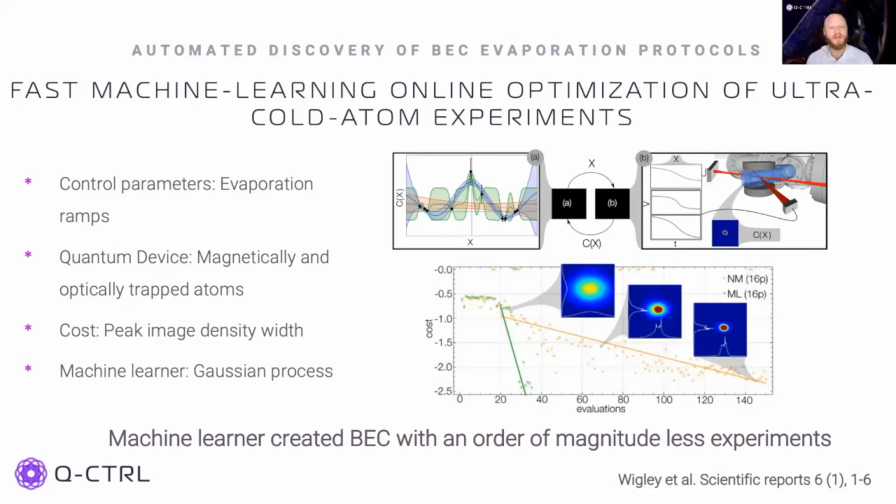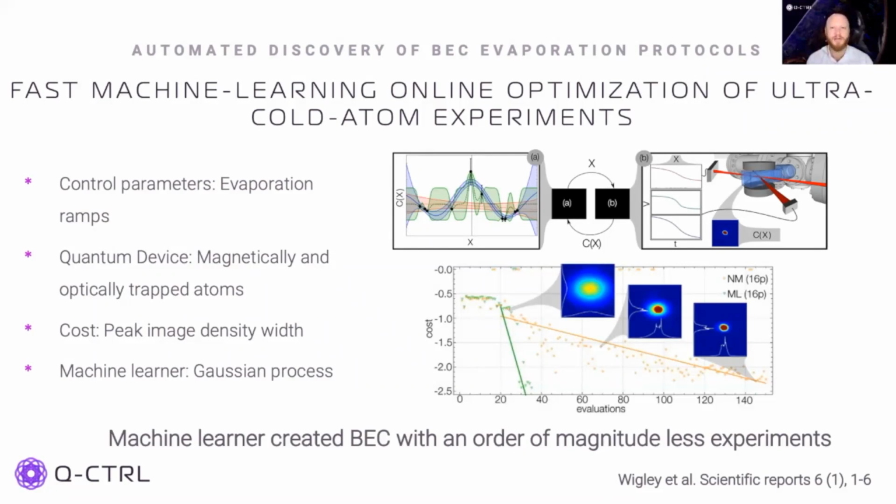The machine learner then created a model of the relationship between the parameters of the ramp and the cost that was achieved using a Gaussian process. The machine learner was then able to use this model to pick the next best points to test to rapidly converge to an optimal cooling ramp.